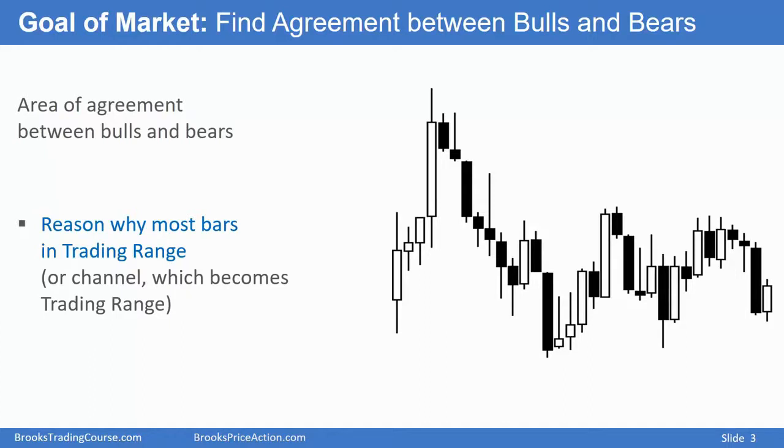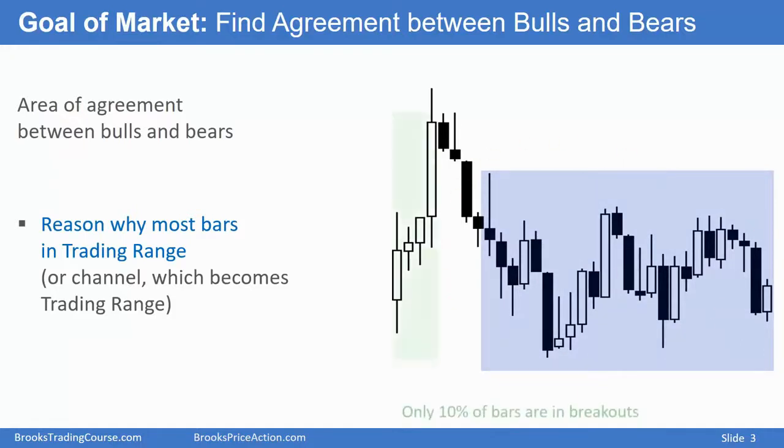That's because the market perceives a trading range as a range where price is most fair. And since the purpose of markets is to find an area of agreement between bulls and bears, price tends to oscillate around a fair price. In this particular example, you can see most of the bars are within a trading range. As I said, on any chart, only about 5 to 10% of the bars are clearly in a breakout. Only 5 to 10% of the time does the market clearly believe the price is wrong, and the market quickly finds a more fair price, a trading range.